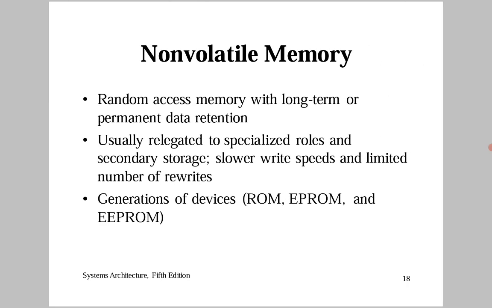Now volatile and non-volatile memory. What is volatile? Volatile means temporary memory. Non-volatile means it is a permanent memory. Non-volatile memories offer longer term or permanent data retention, usually in specialized roles. Different types are also available, like ROM, PROM and EEPROM.